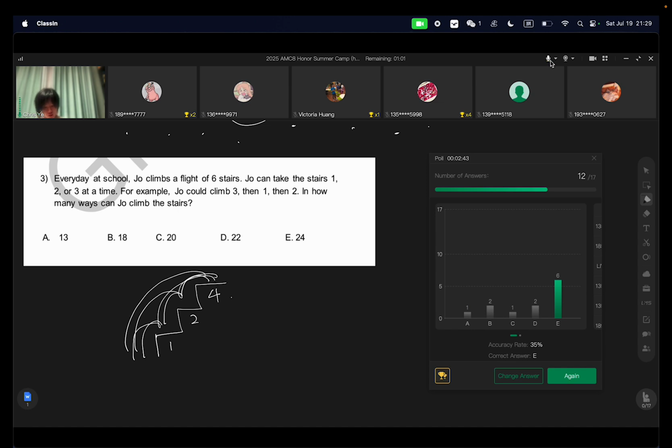Therefore, for this sequence, we have 1, 2, 4, and the next is going to be 1 plus 2 plus 4, the 3 numbers added together, and that's going to be 7. We need to find out the sixth step, right? You climb the flight of 6 stairs. So the next one is going to be 2 plus 4 plus 7 equals 13. And the sixth step is going to be 13 plus 7 plus 4, which is 24. So therefore, the answer is 24.